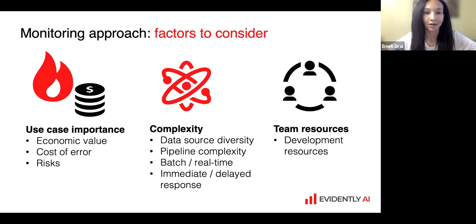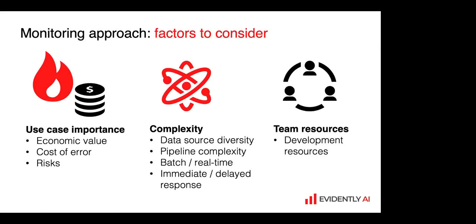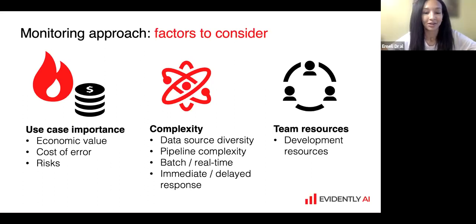Second is the complexity of the service, because the more data sources you have, the more complex pipelines you have, the more things can go wrong. Well, so batch and real time are different things, and depending on this, we need to decide whether we should have a more complex or more simple monitoring system. And of course, team resources are super important, because if you have a limited amount of resources even to build the machine learning models, then probably you should use a more simple monitoring system, because you need to save some resources to build your first service as well.